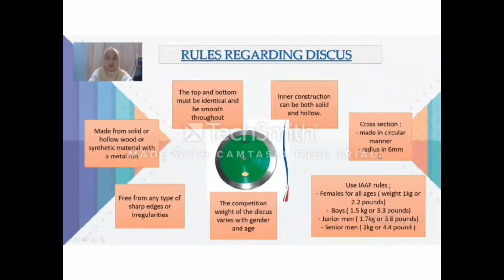So in this slide, the rules regarding the discus. Here are some of the important rules regarding the discus.